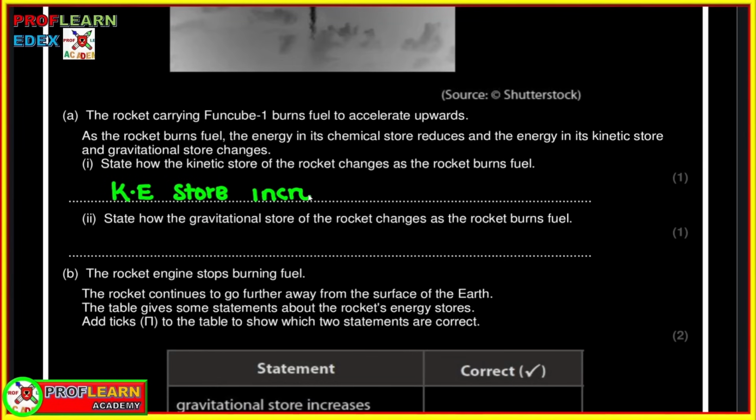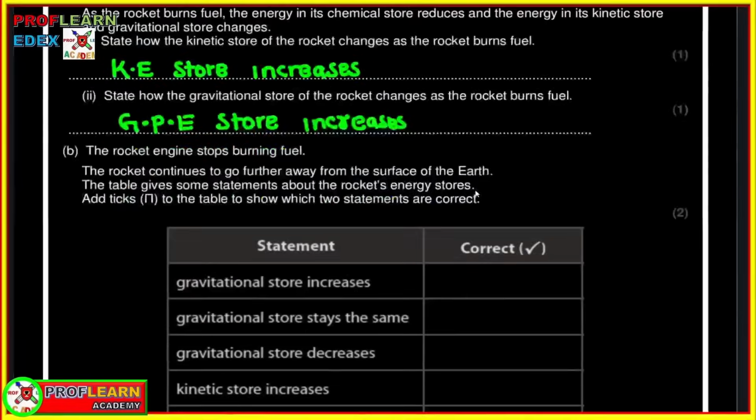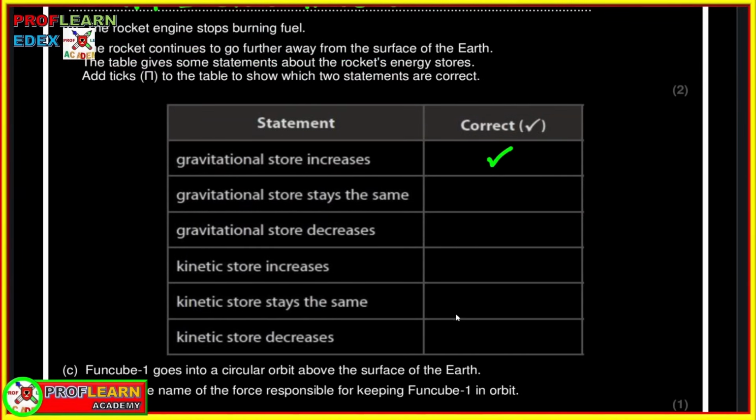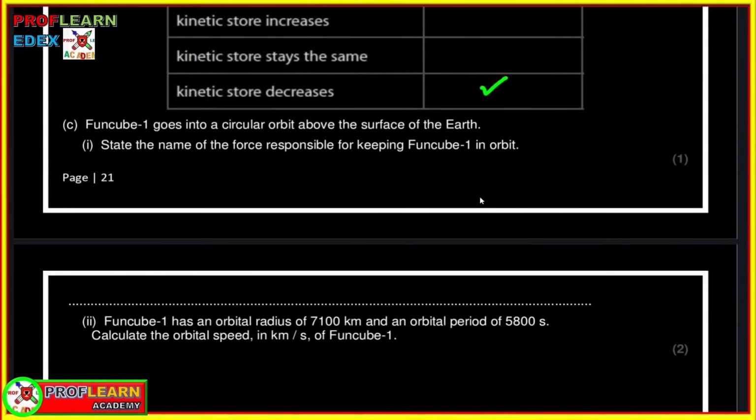Question next, we are told that the rocket... we're supposed to state how the kinetic energy of the rocket changes, because as the rocket burns the fuel, the speed increases, so the kinetic energy store increases. We are also going to state how the gravitational potential energy store of the rocket changes, so it also increases because the rocket is advancing in height. So as the height increases, the gravitational potential energy also increases.